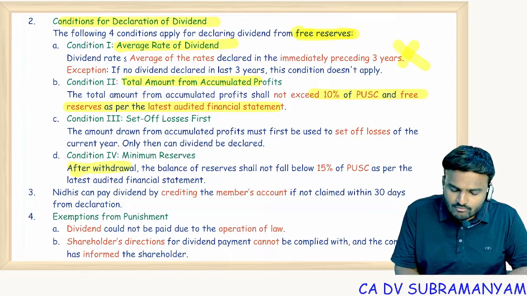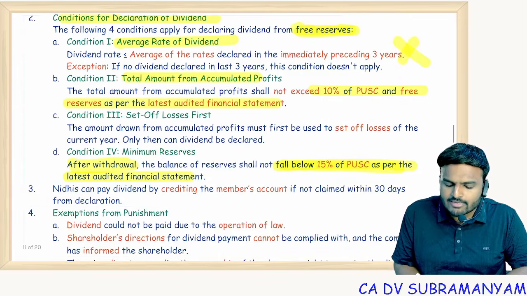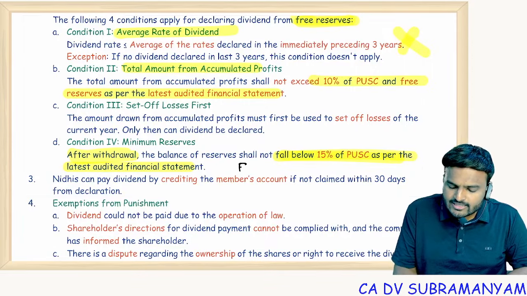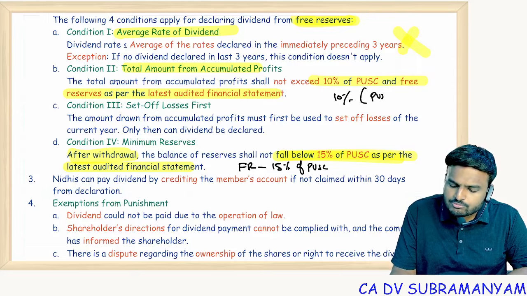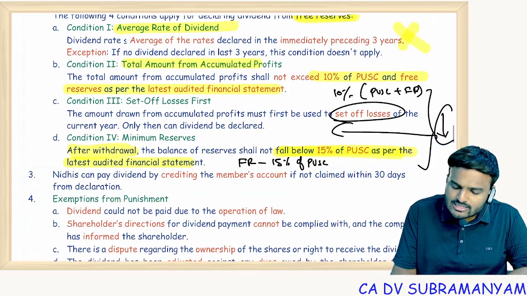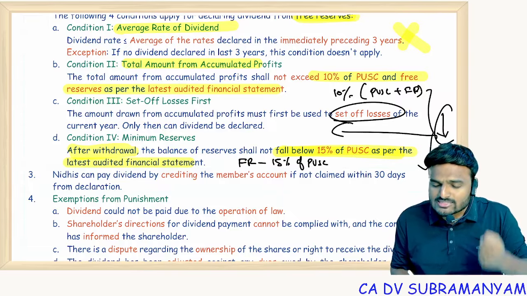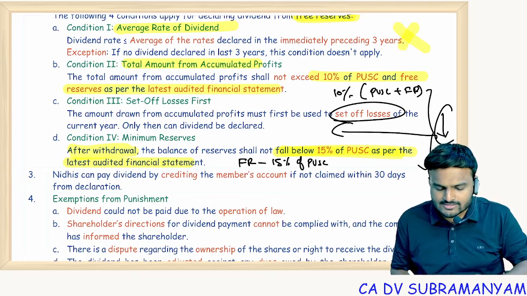Post withdrawal, the balance in free reserves shall not fall below 15% of the paid up share capital as per the latest audited financial statements. So simply, free reserves minus 15% of paid up share capital. So this one, or 10% of paid up share capital plus free reserves. Out of these two, whichever is less you take. From this amount, first you set off current year losses. That amount is available to declare and distribute in the form of dividends among the members.